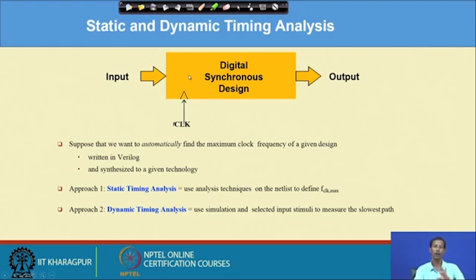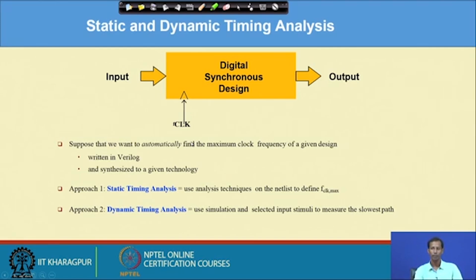Here we do the rough estimation based on the available information from the gate delays and the net delays, which is totally dependent on the library. That means from the library I will get that information, and based on that I can calculate what will be the timing requirement. But in dynamic timing analysis, we give a selected set of stimuli, a selected set of inputs or combinations of inputs, to check what will be the timing requirement for this particular circuit.